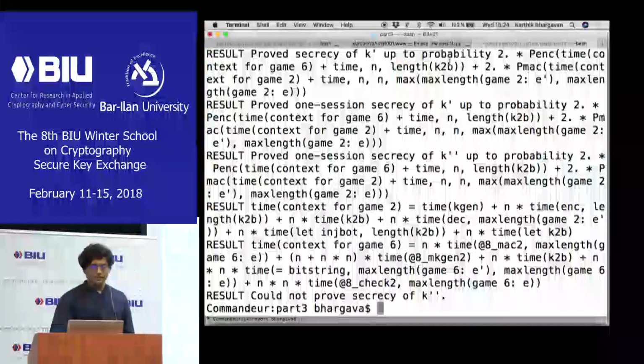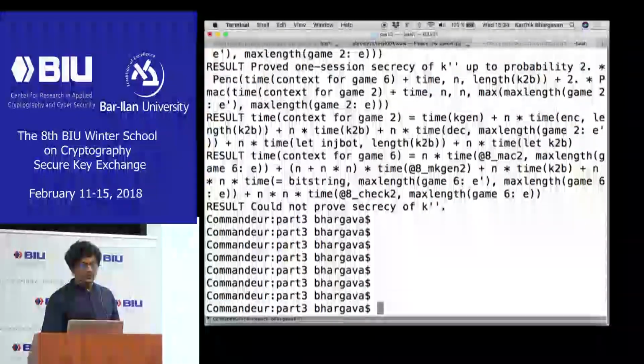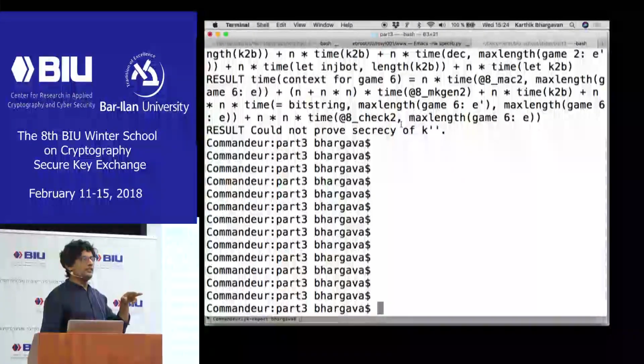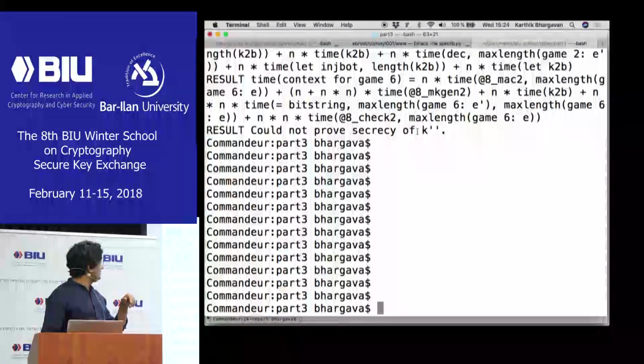It could not prove the secrecy of K double prime. It could only prove the one session secrecy of K double prime. And this is the case I was telling you about, that the attacker could replay K prime twice to two different instances of QB, so you don't get multi-session secrecy of K double prime.